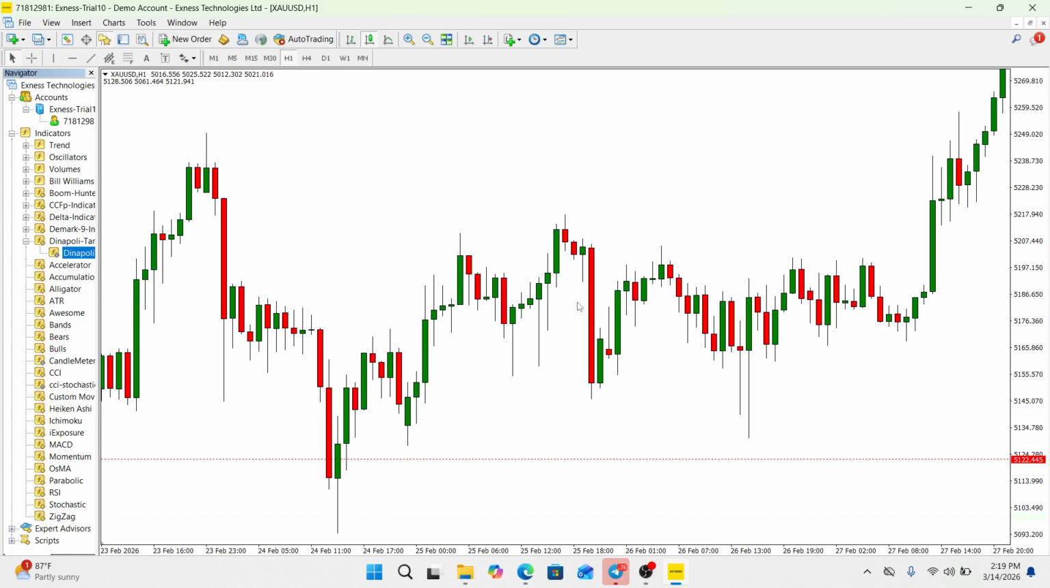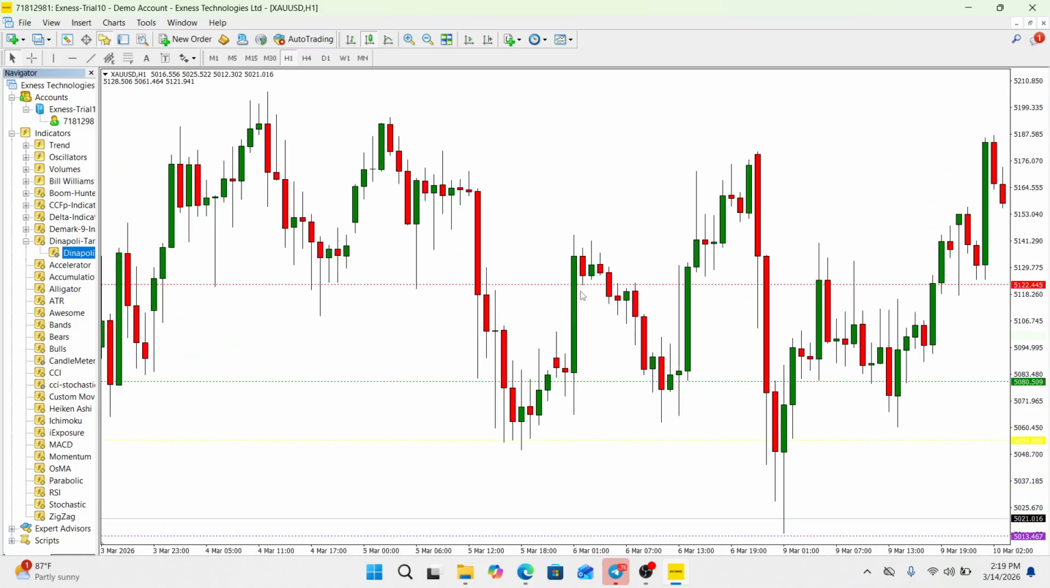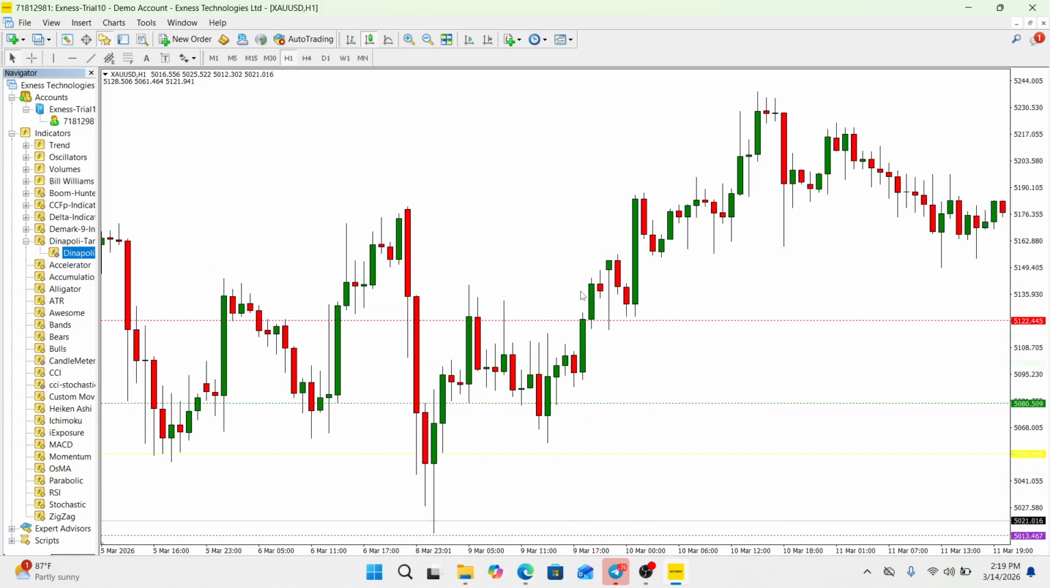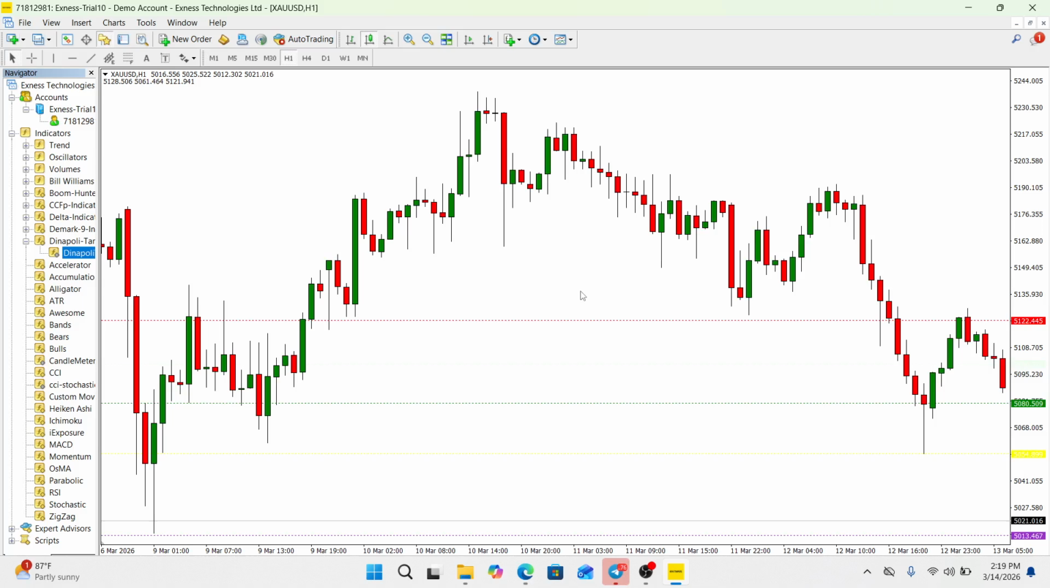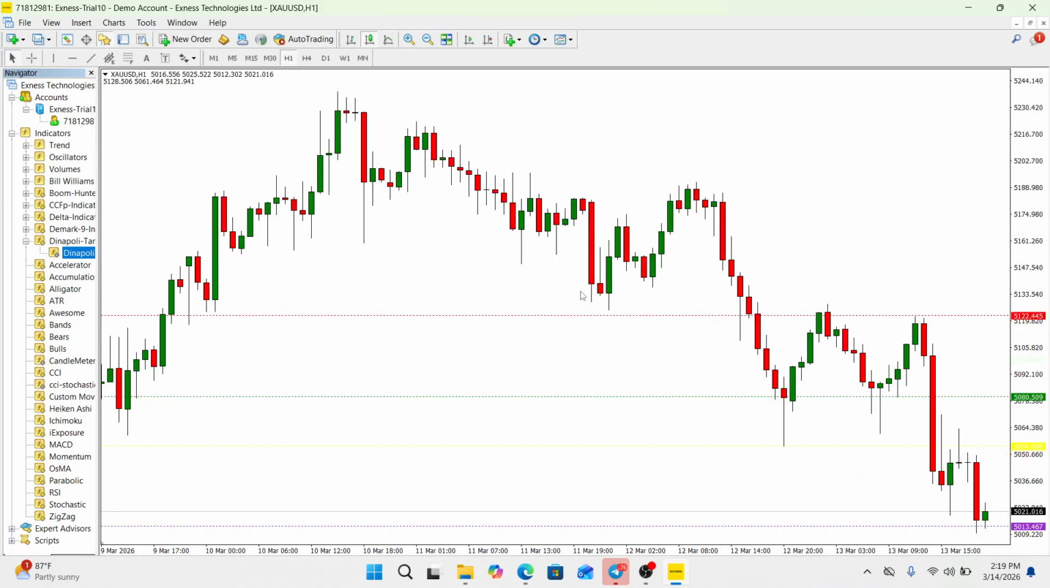However, it is a visual tool and does not execute trades. Like any Fibonacci-based approach, the levels work as areas of interest rather than guaranteed turning points. Confirmation from price action and other indicators is always recommended.